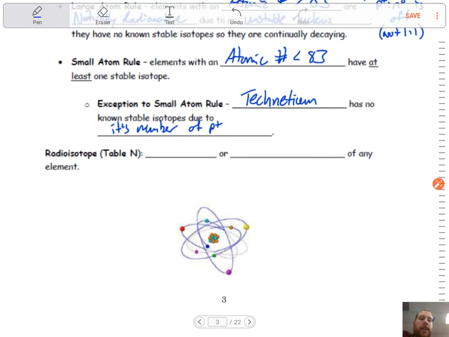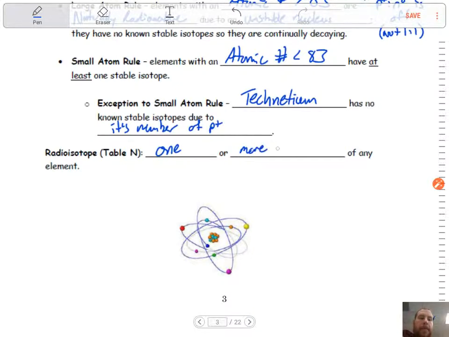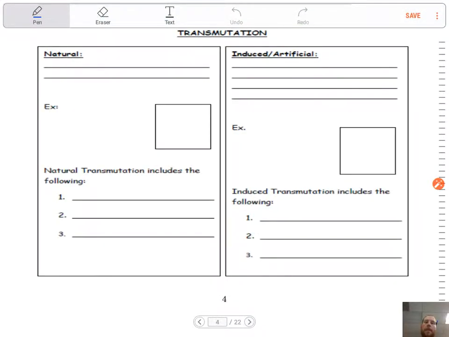So a radioisotope, table N is going to help us with that. We'll talk more about that shortly. This is where it has one or more, all right, the definition of radioisotope is one or more radioactive isotopes of an element. What that means, guys, is they're unstable. Radioisotopes are unstable. That means they're going to be breaking down, and we'll talk about the modes of decay in our next video. So let's take a look.